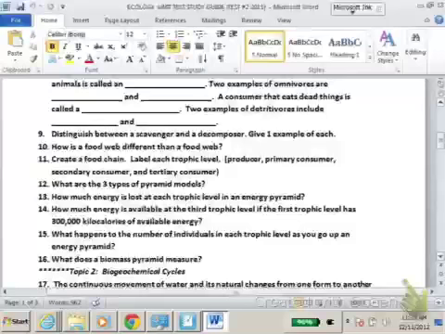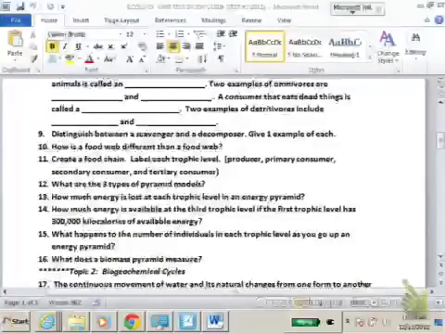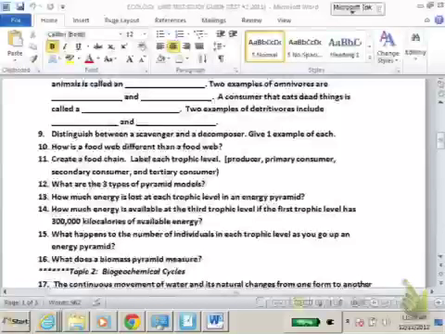A consumer that eats dead things is called a detritivore. 2 examples of detritivores are scavengers and decomposers. Okay? So number 9 says to distinguish between a scavenger and a decomposer. Remember that a scavenger actually eats things after they're dead. They kind of eat the leftovers. An example of a scavenger would be a buzzard or a vulture or even an ant. A decomposer actually breaks down the dead things and puts the nutrients back in the soil, and that would be like a mushroom.